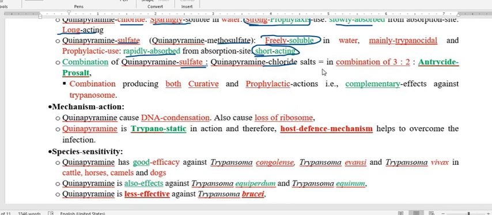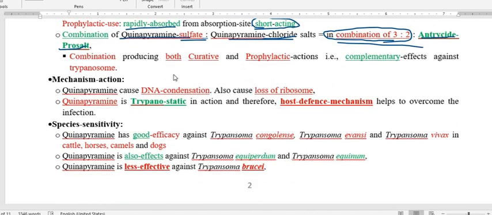This salt comes as a combination of quinapyramine sulfate and quinapyramine chloride in a 3:2 ratio. Sulfate is 3 parts and chloride is 2 parts. Why is the sulfate more? Because it absorbs fast, owing to its solubility, and this combination we call antrycide prosalt.